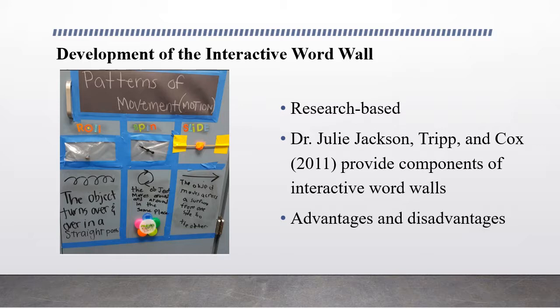The picture that is shown here actually is an interactive word wall that was created in my second grade science classroom. It's patterns of movement and motion, and something that Dr. Julie Jackson also notes is the importance of graphic organizers. If you notice on the photograph, it is patterns of movement and motion. It has been created in the form of a 3-column chart, and we categorize the words roll, spin, and slide. The only thing that I added on here was the title and part of the form of the word wall. The rest was done by students.